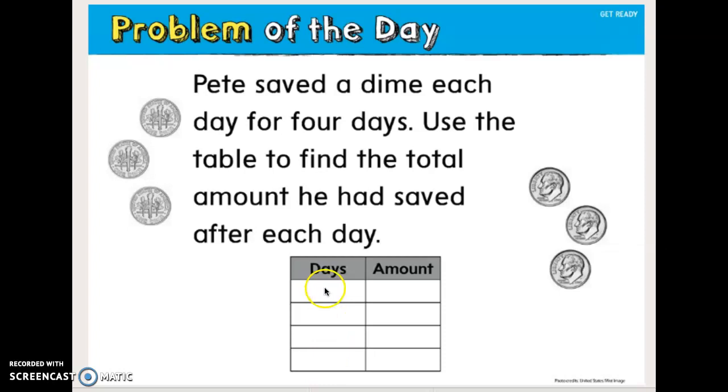So on our table, we can write down day 1. He would have 1 dime, 10 cents. Day 2 would be another 10, so 20 cents. Day 3 would be 30 cents. And day 4 would be 40 cents. Hopefully that's what you figured out. We can use tables like this to help see the growing patterns of the money.